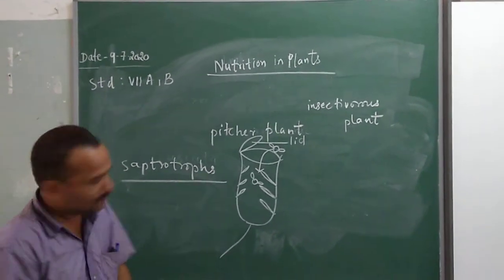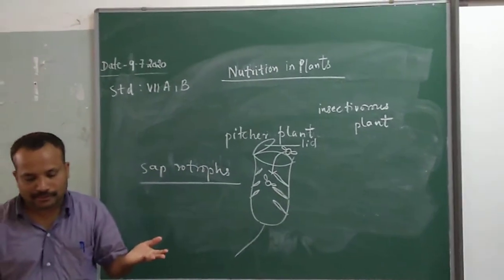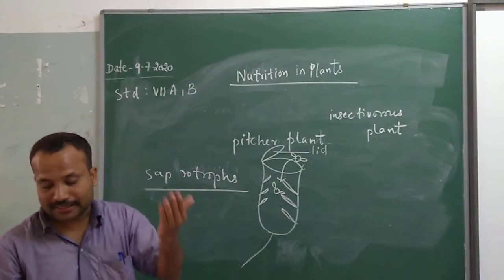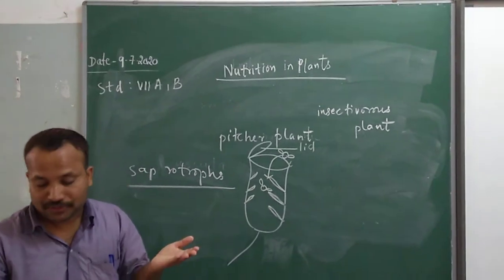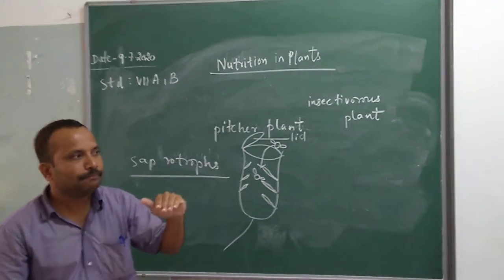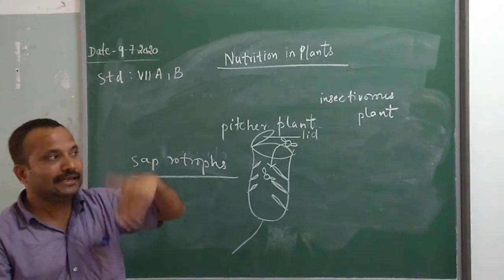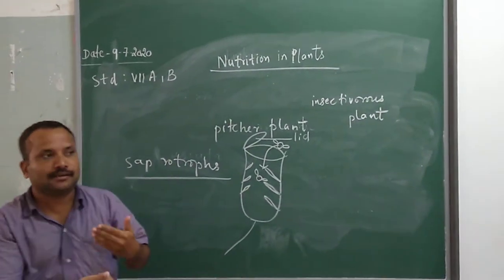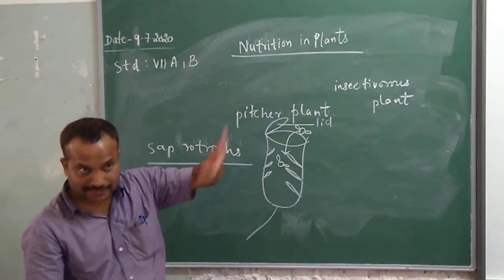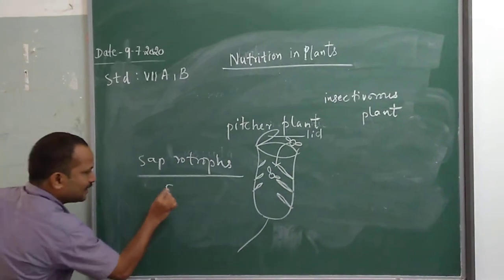Saprotrophs. Children, you might have seen umbrella-like patches growing in the moist soil. Some patches are also growing as green color patches on the walls of buildings where there is a lot of moisture, especially in the rainy seasons. What are they called? Fungi.